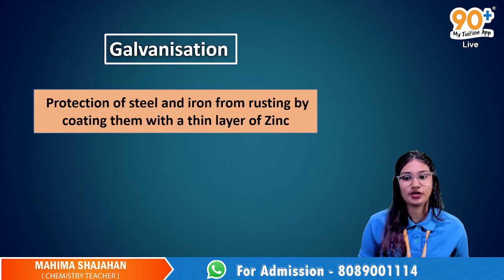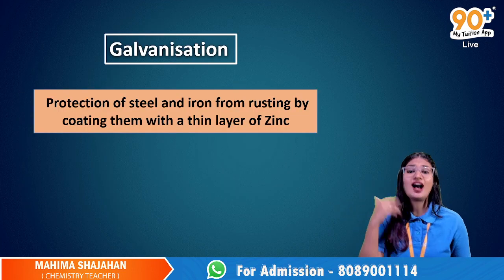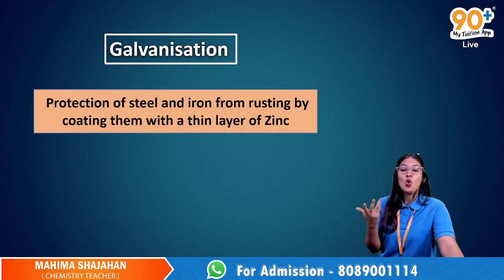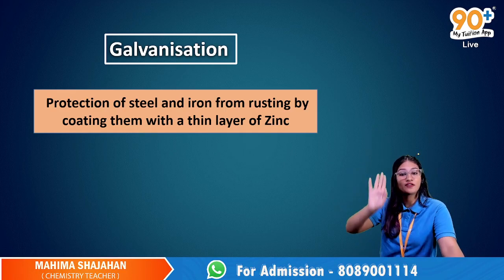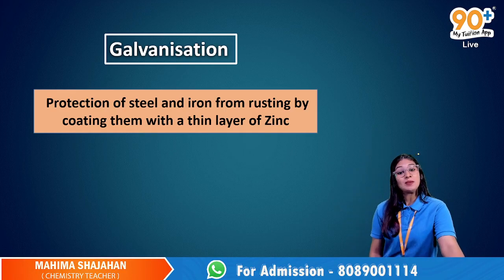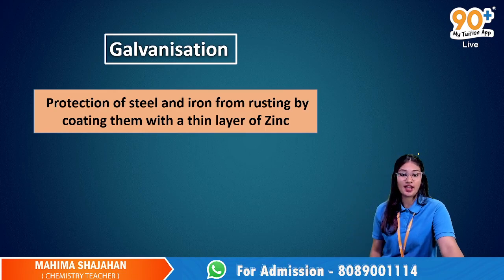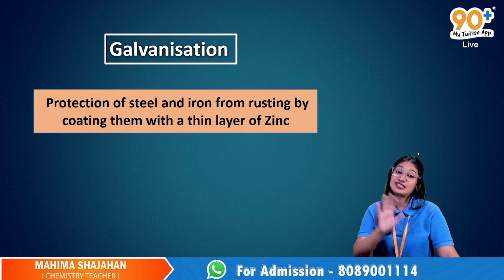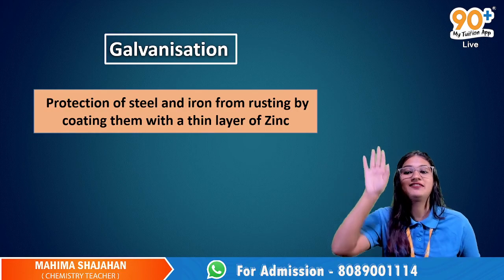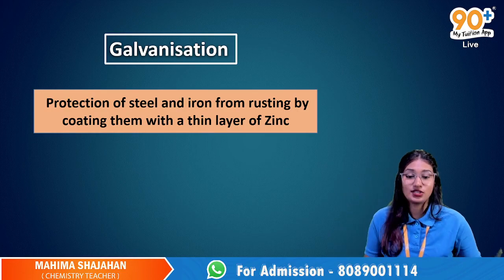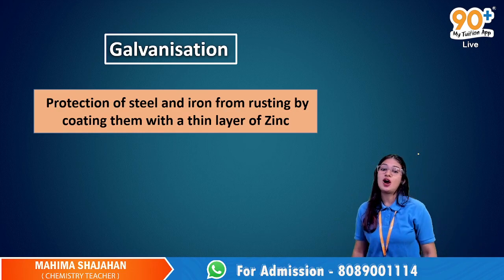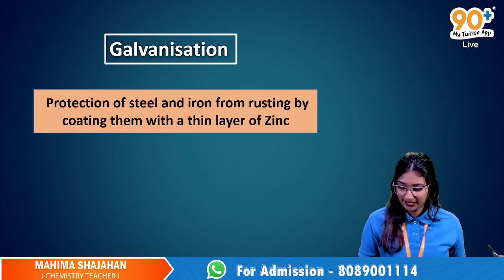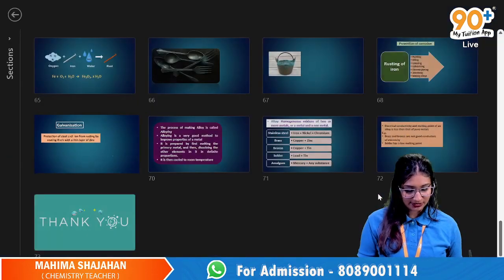In one word, what is galvanization? For iron articles that rust, we apply a coating of zinc. Why? Because zinc is more reactive than iron. Instead of iron reacting, zinc will react, and it will save our iron. A protective layer will form. So a coating of zinc is given to iron articles. This process is called galvanization.